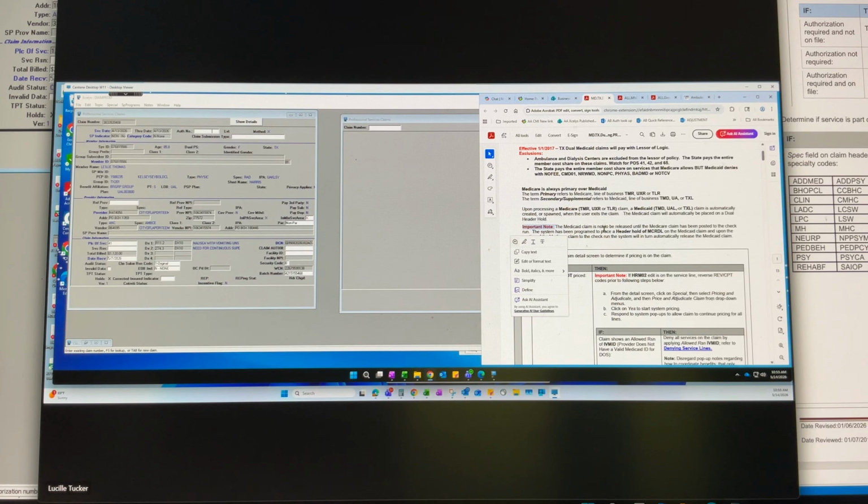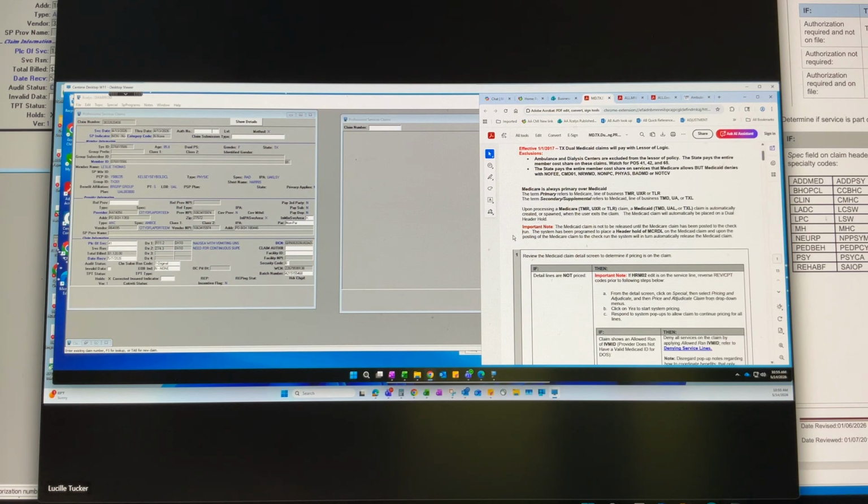The Medicaid claim is not to be released until the Medicare claim has been posted to the check run. The system has been programmed to place a header hold of NCRDL on the Medicaid claim, and upon the posting of the Medicare claim to the check run, the system will in turn automatically release the Medicaid claim.